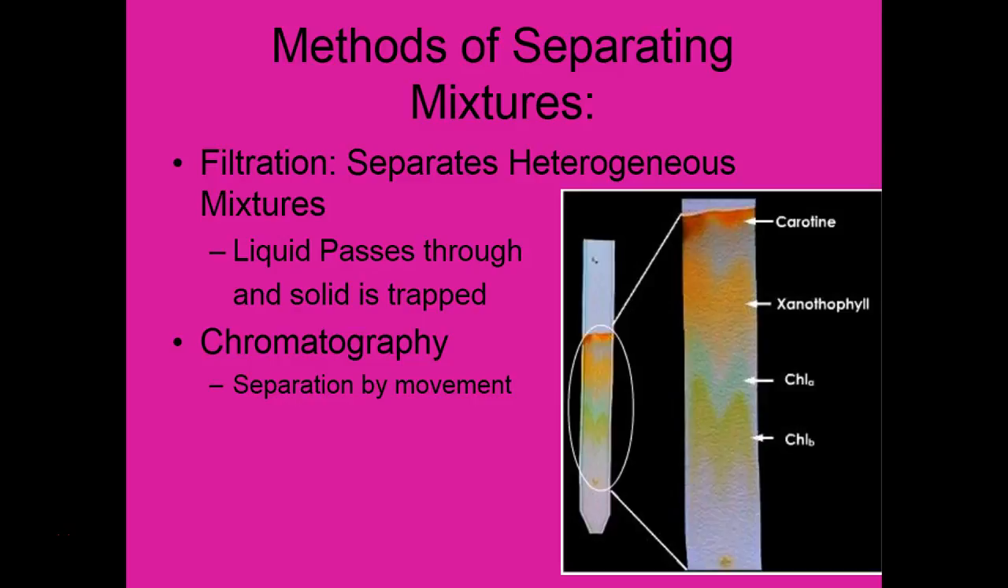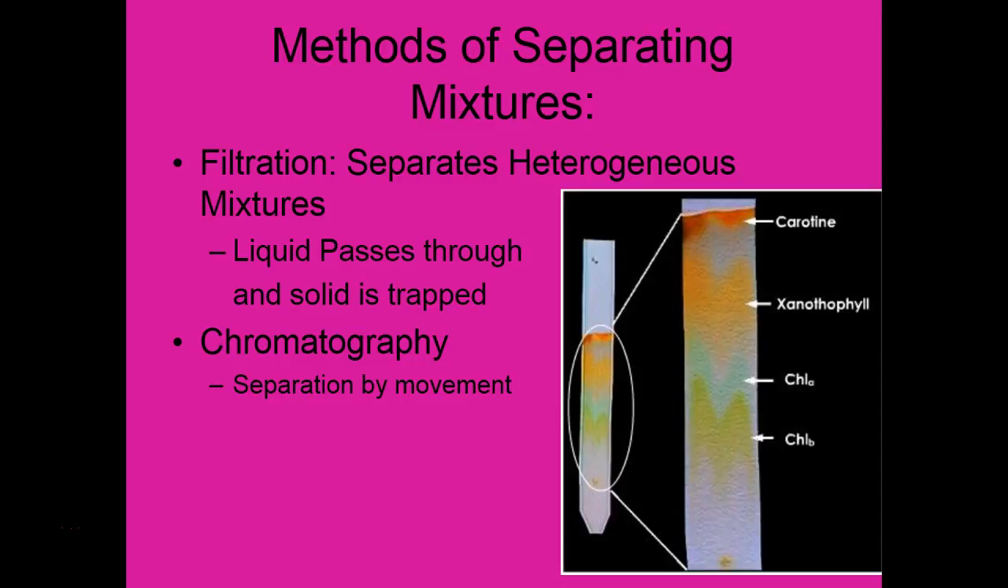So the carotene here moves through it the fastest. It's moved really quickly through there, and we get carotene collected on the top. The other stuff, the chlorophyll A and chlorophyll B, is not moving through as fast. Okay, and so it's more towards the bottom.